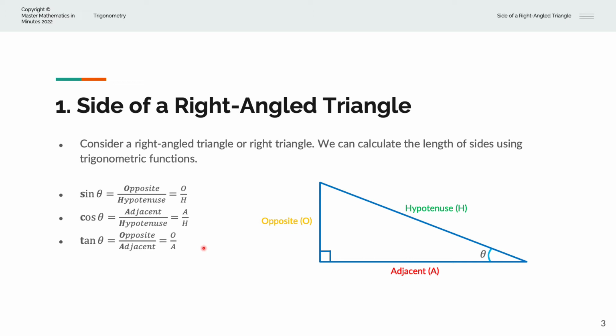We can remember these functions by remembering the words SOH, CAH, and TOA. S stands for the sine function, O is the opposite side, and H is the hypotenuse side. And similarly for CAH and TOA. Let's take a look at a couple of examples now.